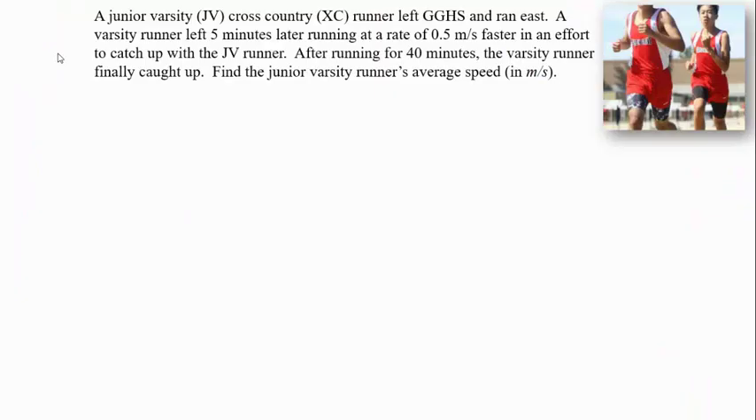Okay, so in this particular average speed problem, you have a junior varsity runner that left Garden Grove High School and ran east, and it states that a varsity runner left 5 minutes later, running at a rate of 0.5 meters per second faster in order to catch up with the JV runner. After running for 40 minutes, the varsity runner is going to finally catch the JV runner. It asks us to find the junior varsity runner's average speed in meters per second.